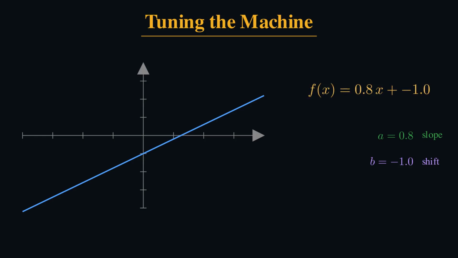This is exactly what training an AI does. A neural network has millions of these dials, and learning simply means turning them, little by little, until the function fits the data. Remember the machine metaphor. Training is just tuning the machine.